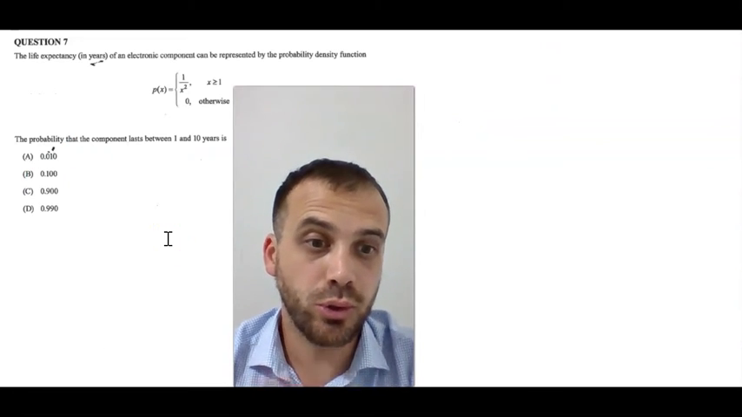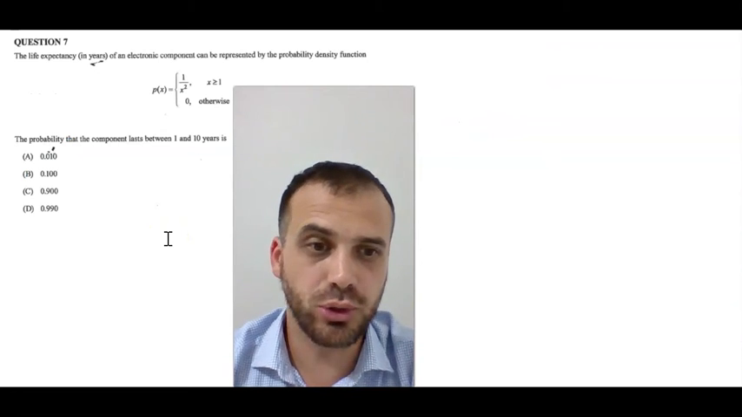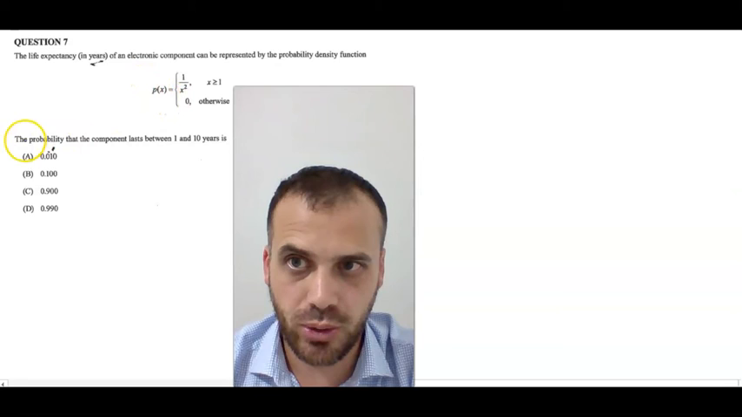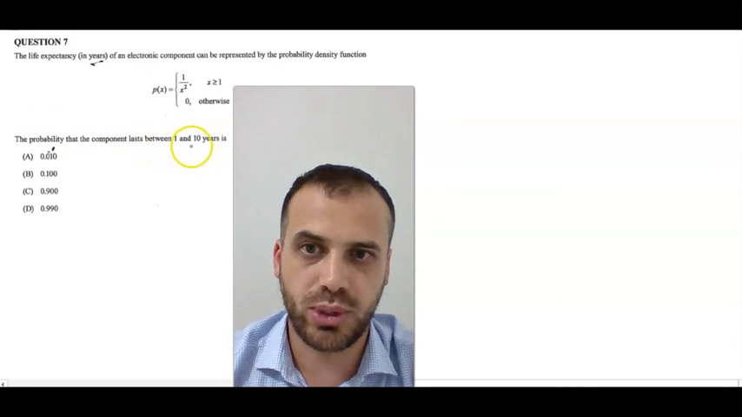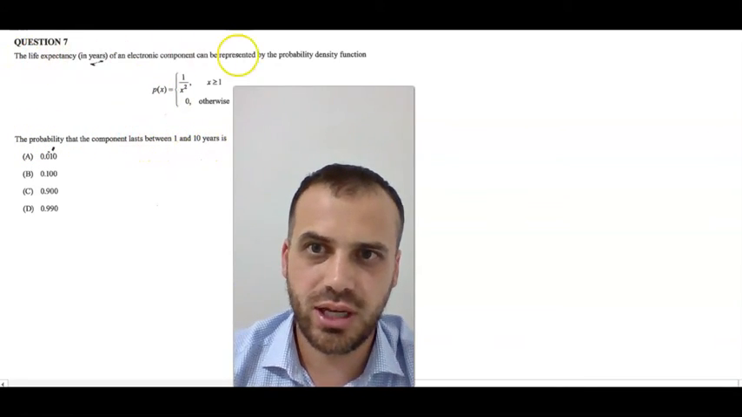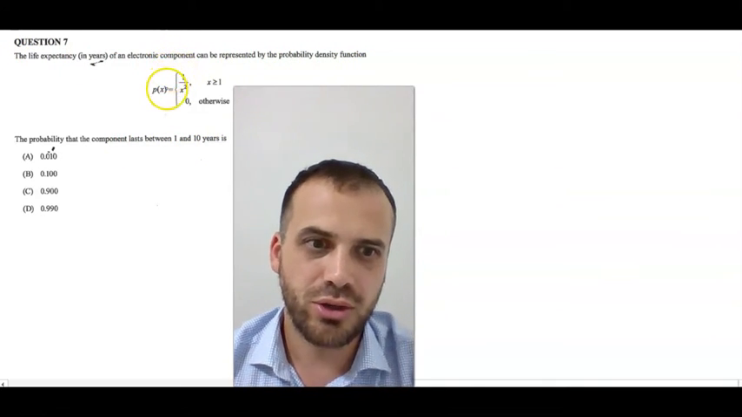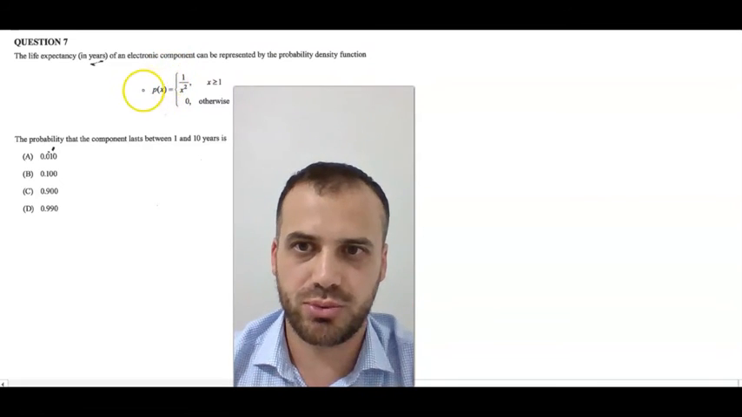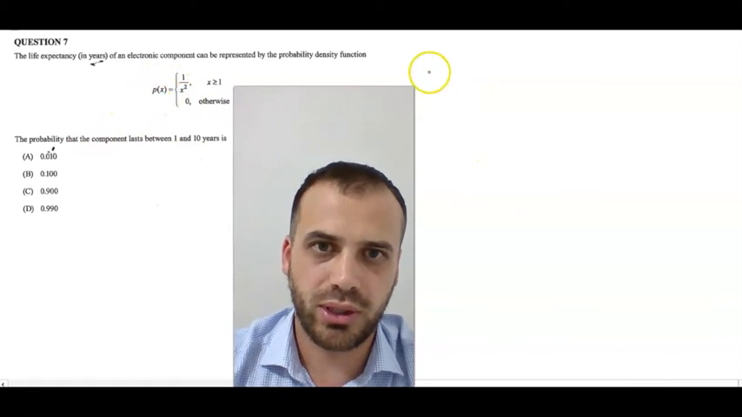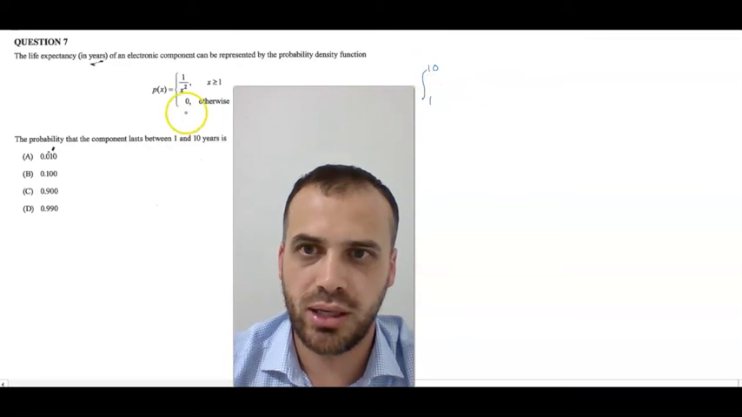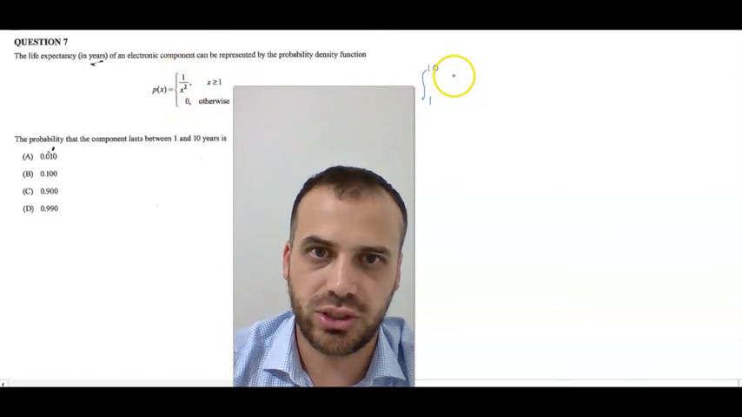Question 7, look at my eyes when I look at this question. It's a probability density function, and then I look at the question. The probability that the component lasts between 1 and 10. All of this stuff up the top, it's like useless context. You really want to be laser focused with these questions and get to the meat of them fast. So what do I know? Well, I know it's a probability density function. I know I'm looking between 10 and 1, and the probability density function is 1 on x squared.